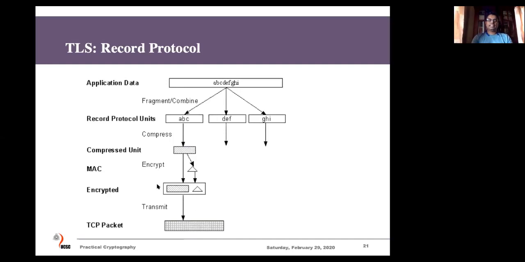So the TLS receives encrypted data packets. The first operation at the receiving end is the decryption of this data packet using the session key. Obviously, the two parties have already established the session key. After decrypting that data packet, the recipient will receive the compressed data unit and the hash.